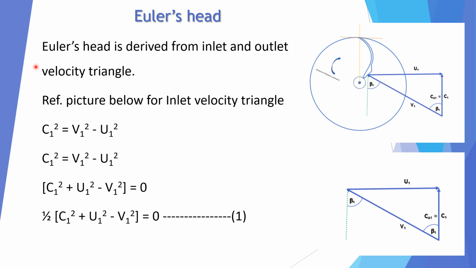Now the relationship. This is the inlet velocity triangle drawn on the impeller. So the same thing is written here. Using this triangle, we can write C1 square is equal to V1 square minus U1 square. So we can write C1 square plus U1 square minus V1 square is 0. Dividing by half on both sides, we can write half into (C1 square plus U1 square minus V1 square) is equal to 0. This is equation number 1.